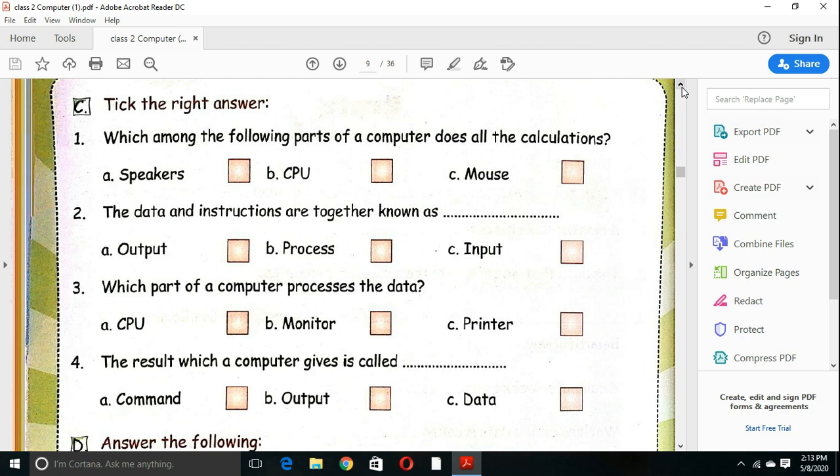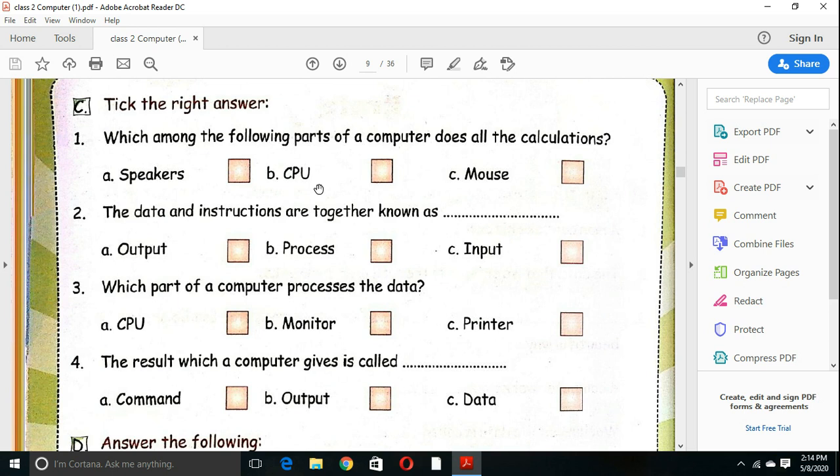Okay, so let's start with this. We have the first question: which among the following parts of a computer does all the calculations? Over here three parts of a computer are given, and we have to choose which part is used to do the calculation. Okay, so we have three options.